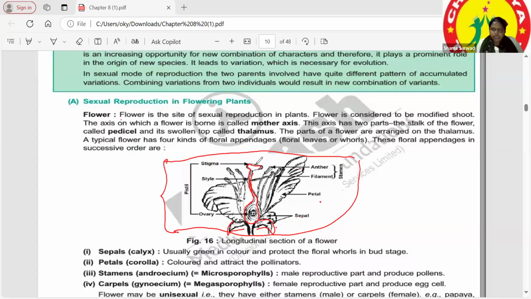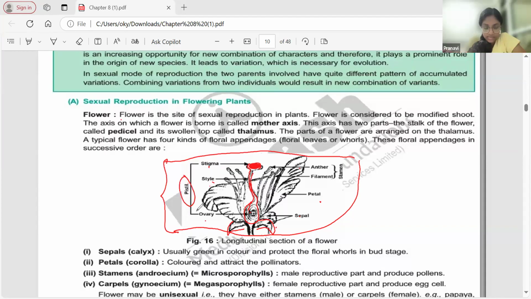See, the upper part has an opening. This opening is called the stigma. And this tube is called the style. From stigma to ovary, that is called the style. And here it is the ovary. Completely together they form the pistil. Stigma, style and ovary together are the pistil.